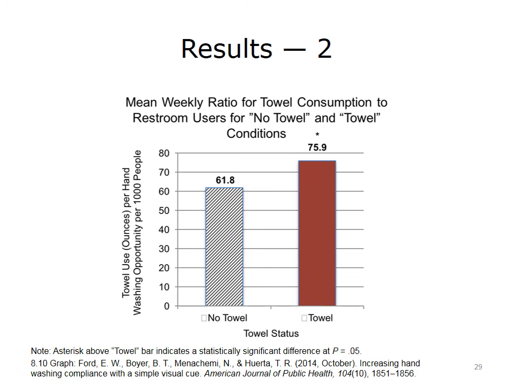This bar graph shows the mean weekly ratio for towel consumption to restroom users for no towel and towel conditions. Again, the towel status was significantly greater, almost 14% greater, meaning that 14% more people who walked into that bathroom were washing their hands than in the prior experience.